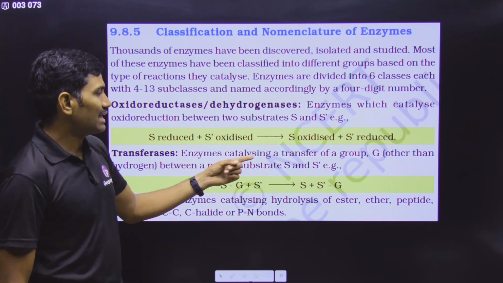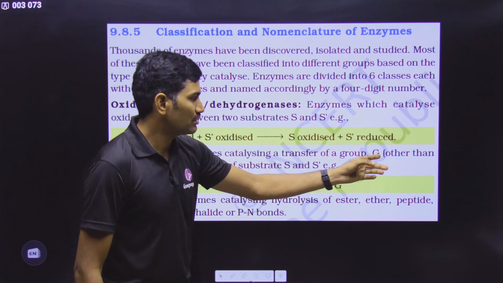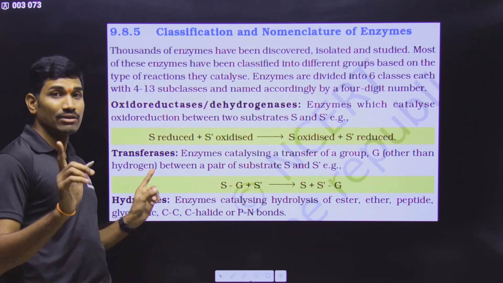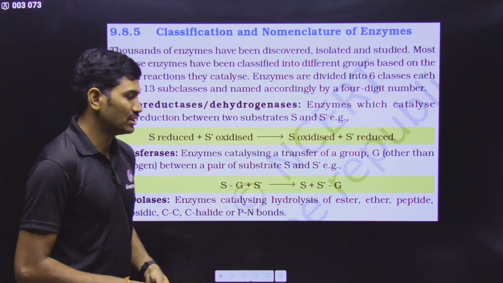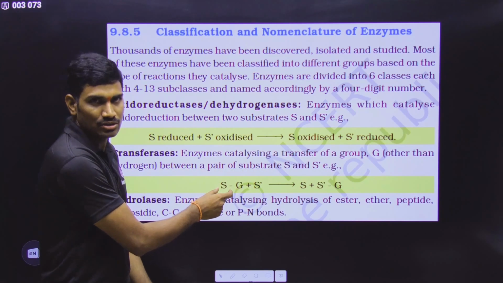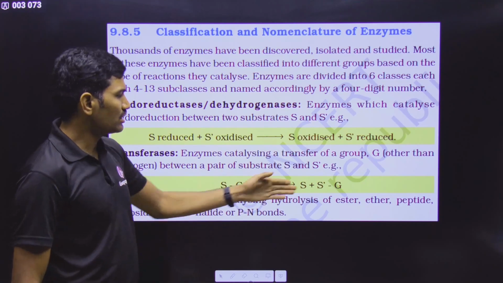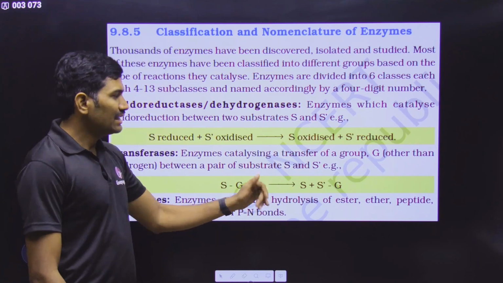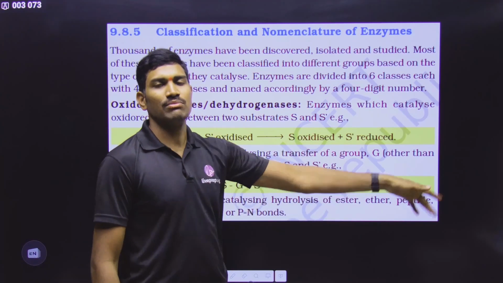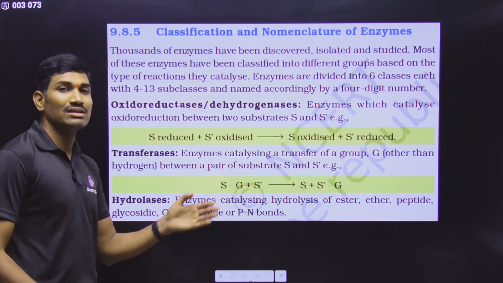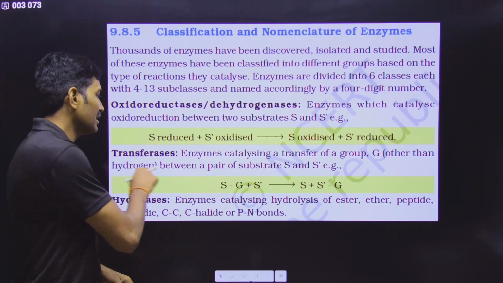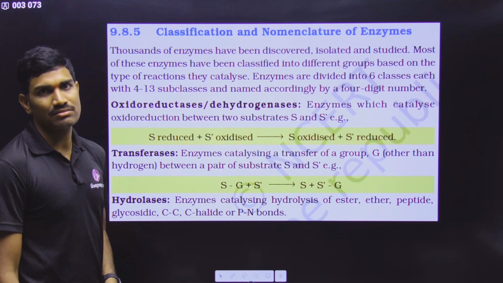So enzymes catalyzing transfer of a group G, that should be other than hydrogen, between a pair of substrates. So from this, already a group is attached to this. Now it is donating its group to some other molecule. So that now these are the products that are produced. In this way, other than hydrogen, if some groups are transferred, those enzymes will come under transferases class. That is the second class.